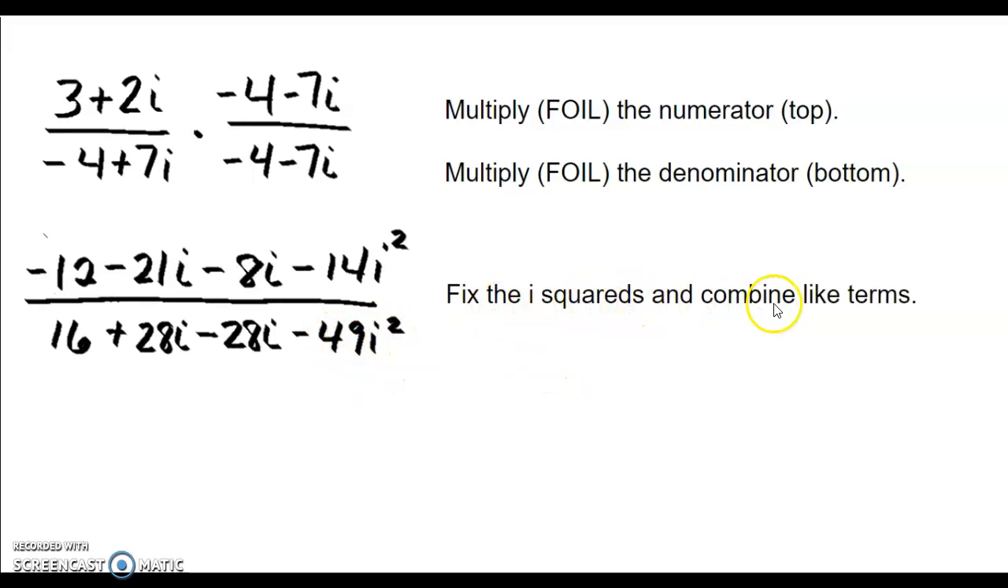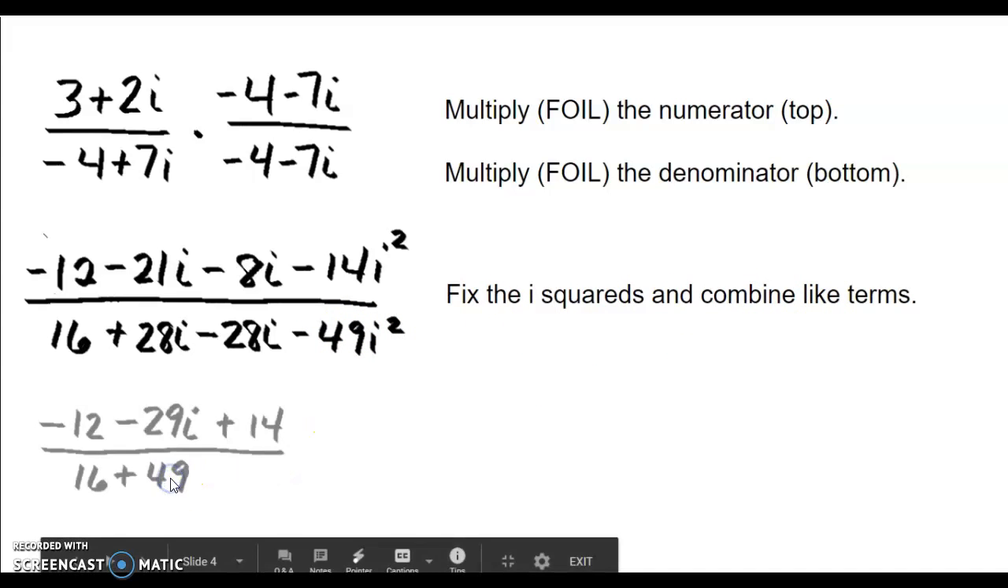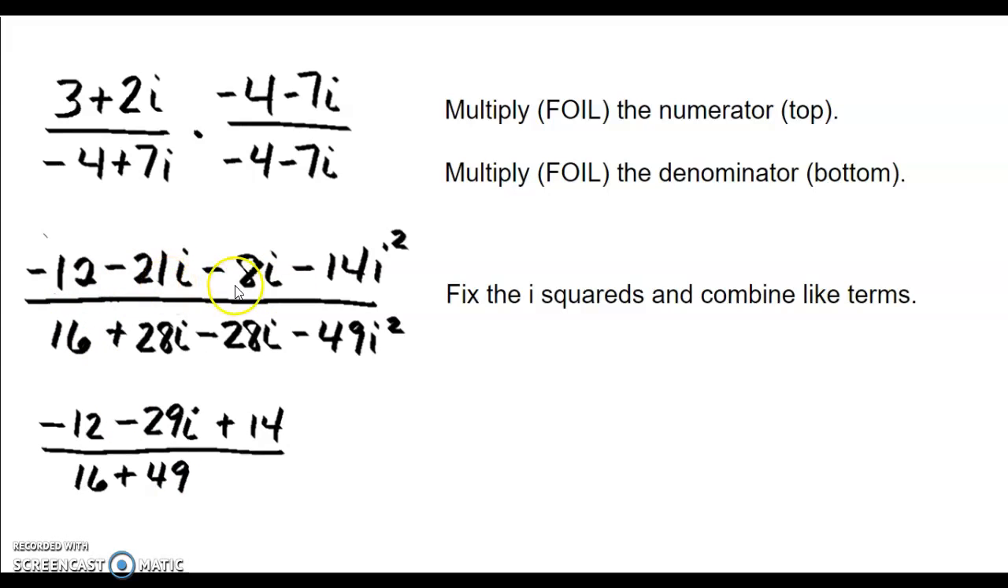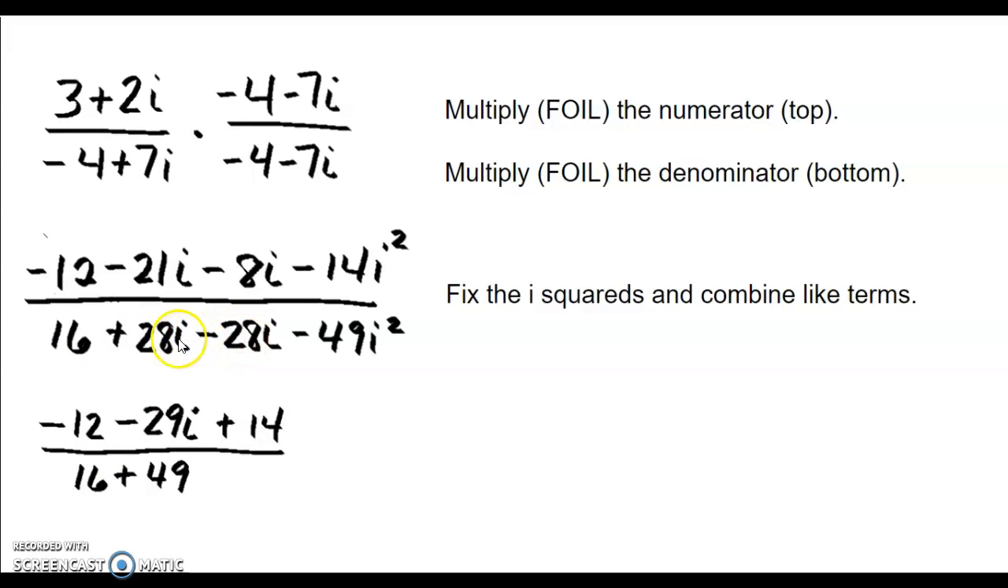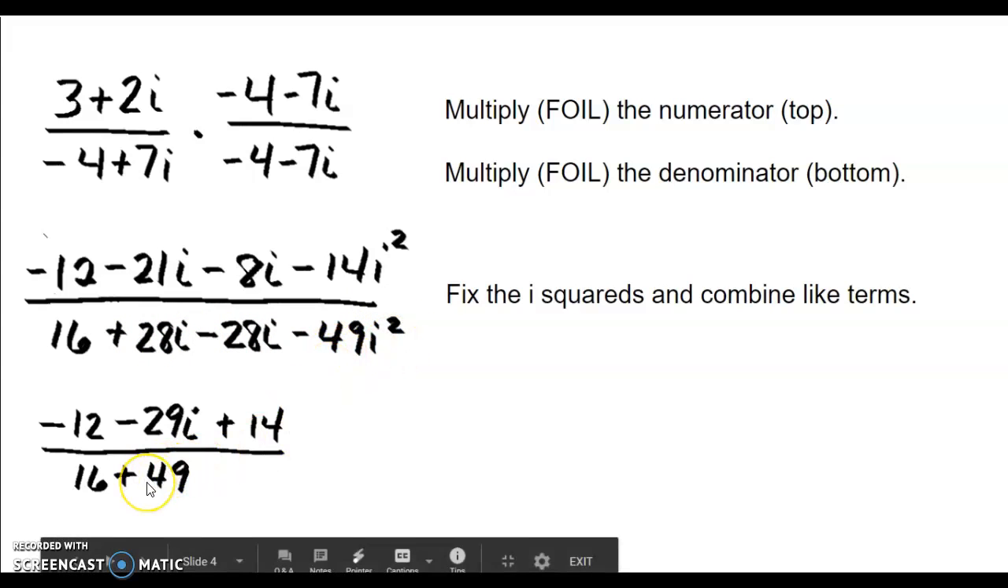Fix the i squareds and combine like terms. So here's my -12. I get -29i from putting these two together. This is a -1 here times the -14 will give me a +14. Copy the 16 down. The 28i and -28i canceled each other. And then again, i squared is -1. -1 times -49 is +49. So here's our simplified problem now.